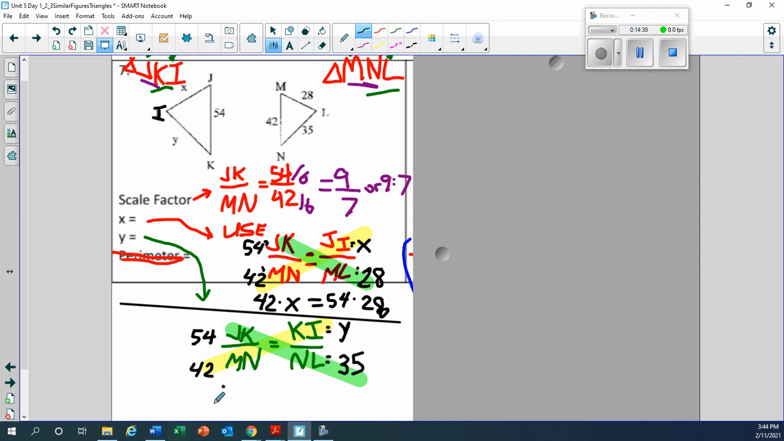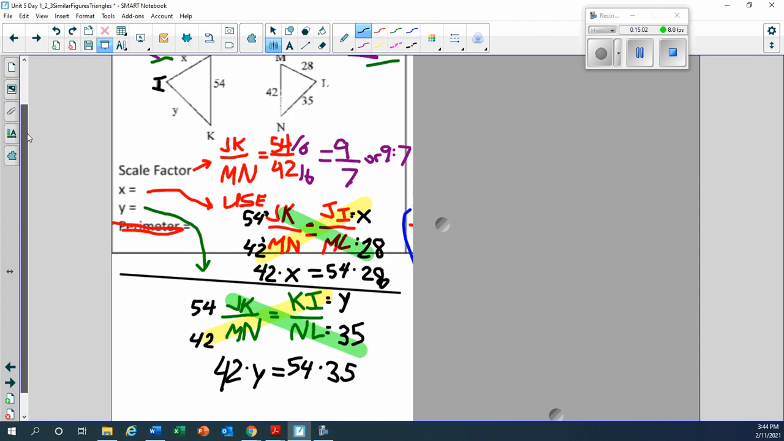Use the same rank, 42 times Y equals 54 times 35. That's how you're going to determine the value. That's the key step. Once you get that step, then you have an idea on how to determine this value of y. So you're on your merry way. Multiply these two numbers, then divide both sides by 42. Good to go.